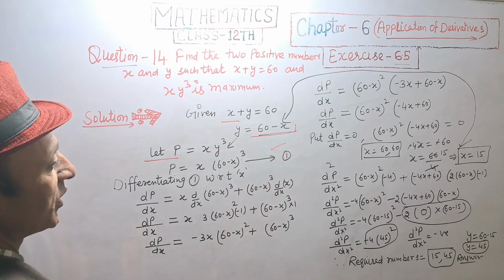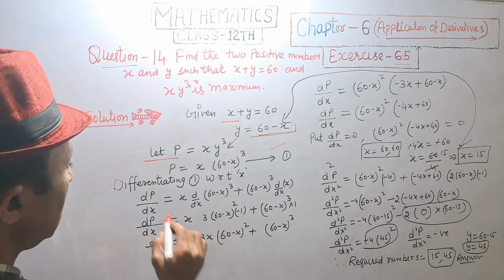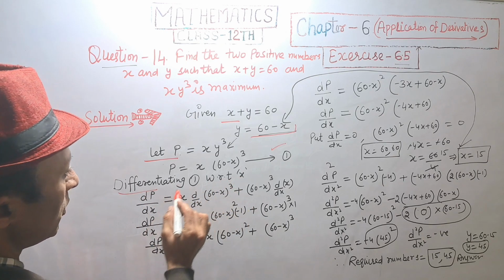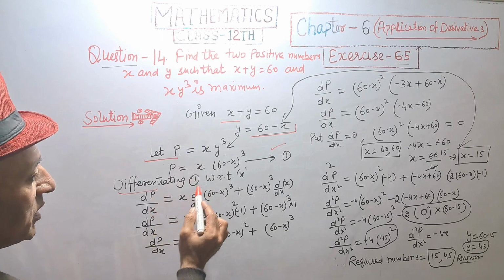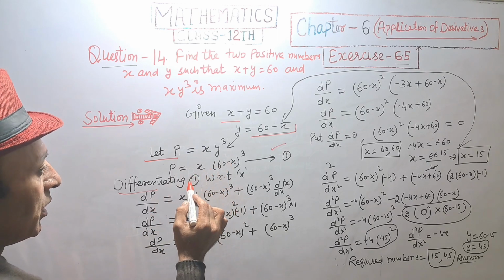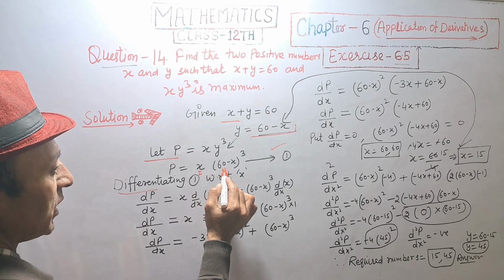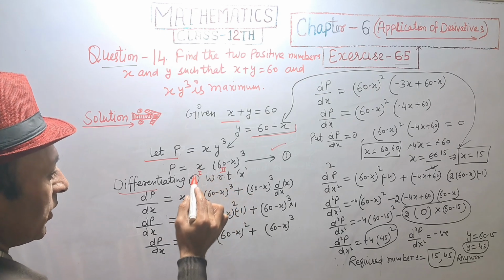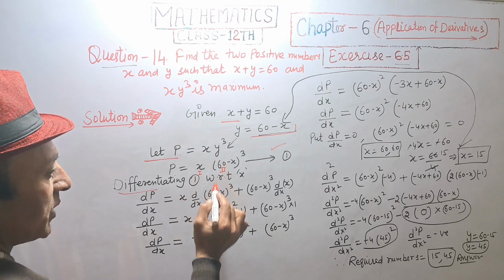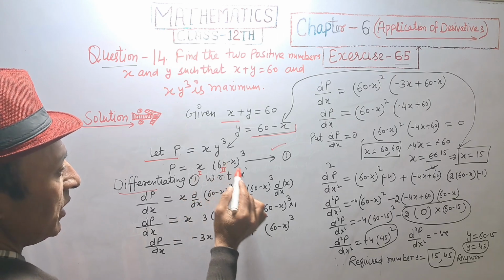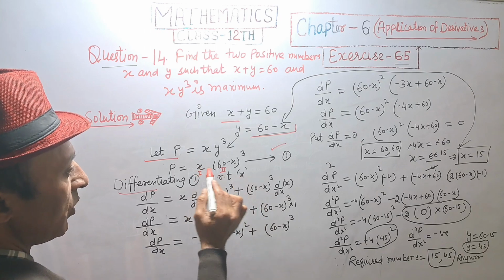It's equation number one. Differentiating equation one with respect to x, we get dp upon dx is equal to, by parts, first function as it is, derivative of second function, plus second function as it is, derivative of first function.